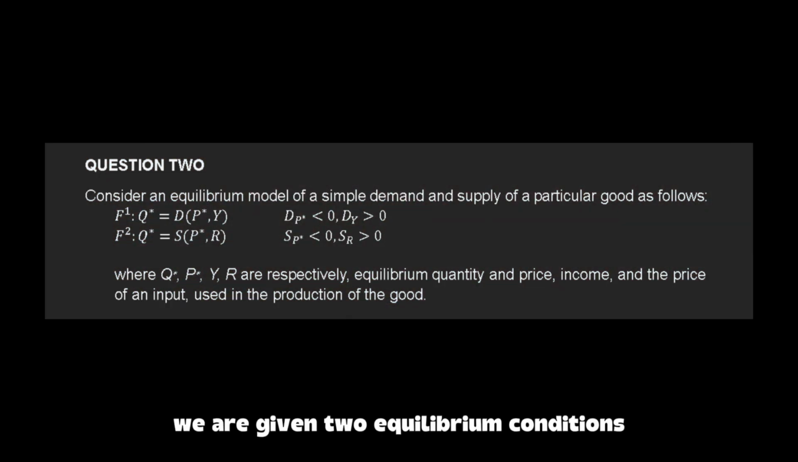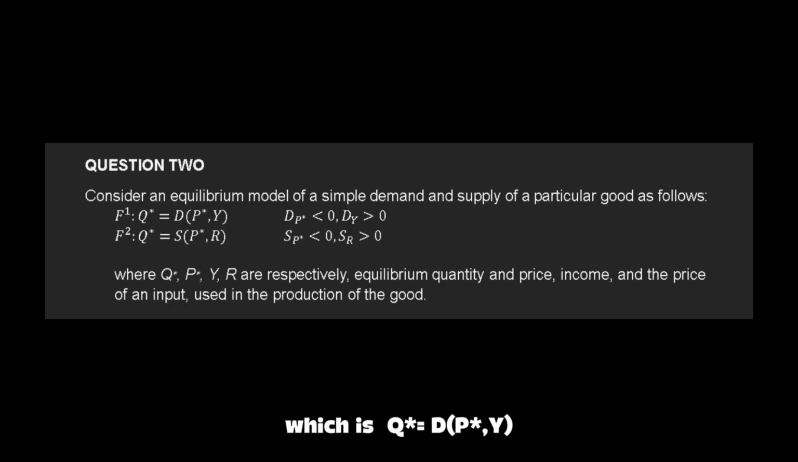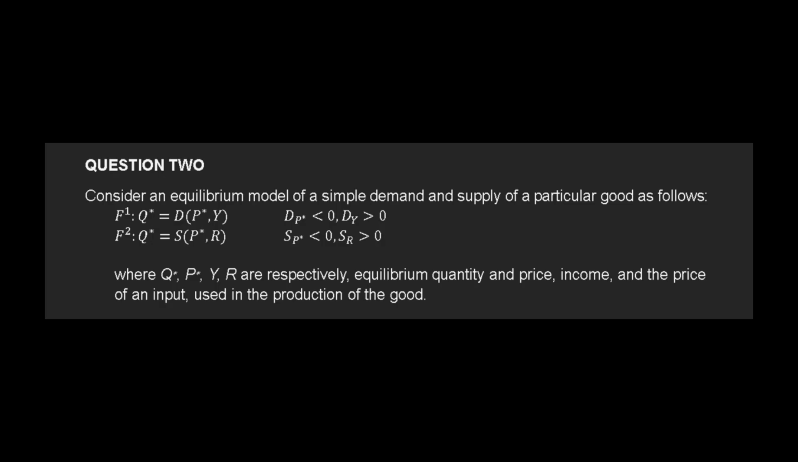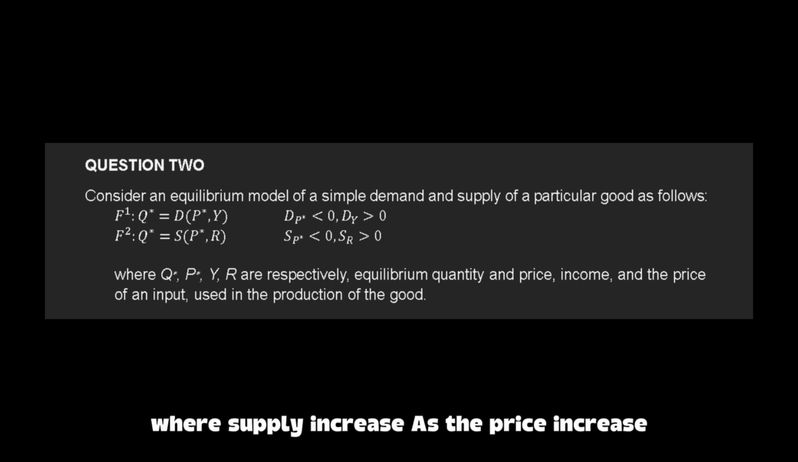From this question, we are given two equilibrium conditions. The first one is the demand function, Q star equals D(P star, Y), where demand decreases as price increases and demand increases with higher income. The second equilibrium condition is the supply function, Q star equals S(P star, R), where supply increases as the price increases and supply decreases if input price R rises.